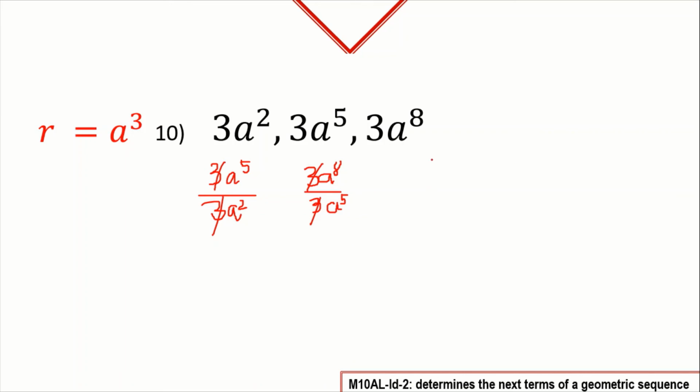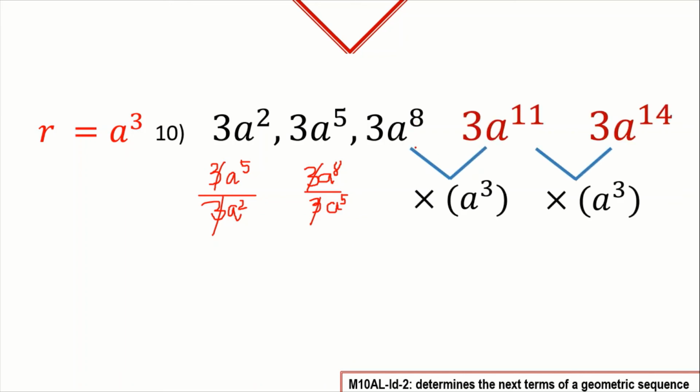Now, to get the next term, si 3a raised to the 8th power, i-times natin sa common ratio na a cube. So, we have 3 times 1. Ito ay may coefficient na 1, no? So, 3 pa rin. Then, a raised to the 8th power times a cube. We simply add the exponents. So, we have a raised to the 11th power times the common ratio ulit na a cube.